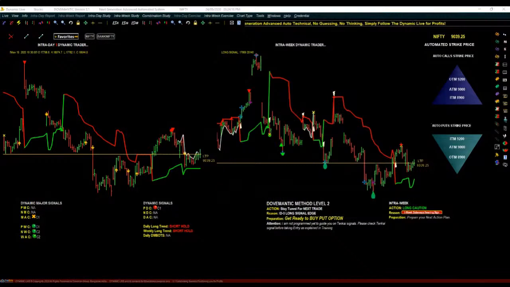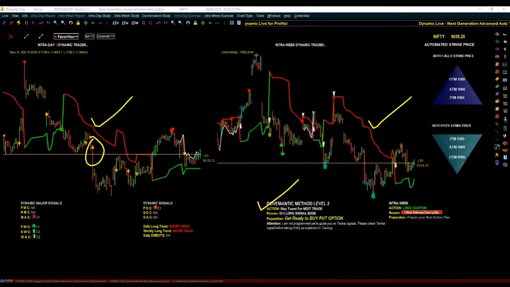Got it? The only thing you have to do here is, at this point in time, when it said buy put option now, we checked ID3 long, it was red in color. We checked intra-week long, that was also red in color. We checked the dynamic system positional trading method, and as per that also, we were supposed to be holding short. So all three of them are pointing downward. So no thinking, no guessing, just go ahead and do the trade. Implement the trade, as easy as it gets.